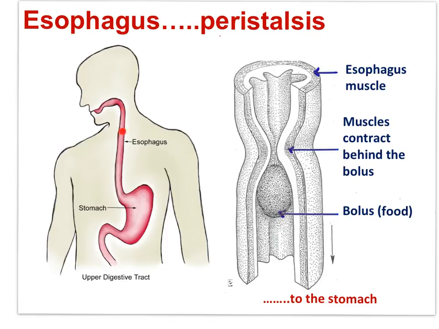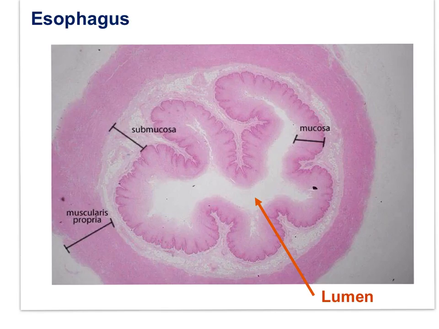And food is moved along the digestive tract by the contraction of circular and longitudinal muscles. In this image on the right, food is moved along the esophagus to the stomach. The active movement of antagonistic muscles, the circular and longitudinal muscles, the active movement of those muscles along the digestive tract is called peristalsis. In this cross-section of the esophagus, you can see the lumen of the digestive tract, and you can see the muscle layer.